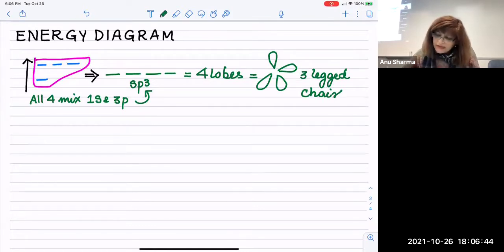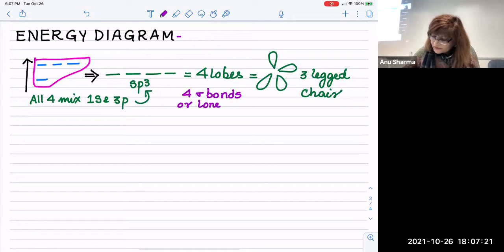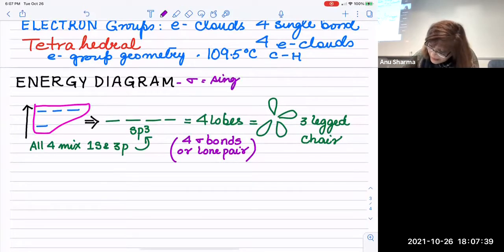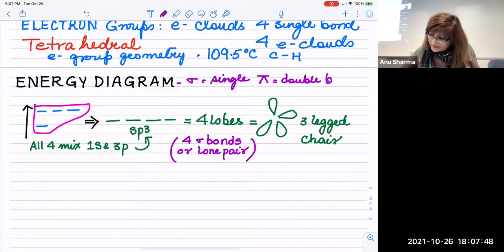Now, when we make these, there could be four sigma bonds, and they could also be lone pair occupied. Sigma bonds are the single bonds. And there could also be lone pairs. Lone pairs are the two paired electrons. What is going to be in these lobes? Either they are going to be bonded singly, a single bond. Remember that sigma stands for single, and there's another one, pi. Pi stands for a double bond. We will study this more.